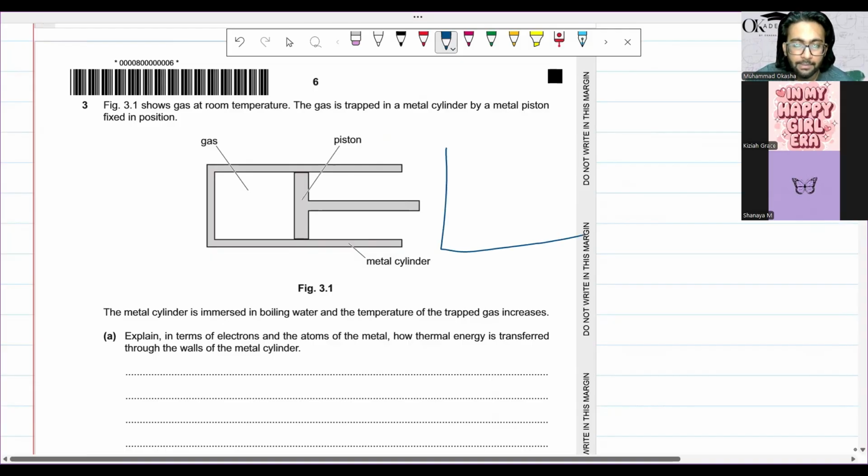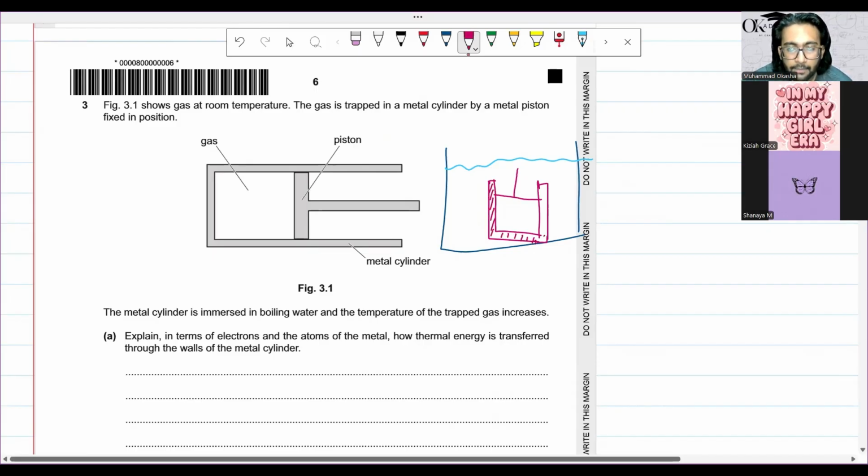This is a big container of boiling water. If you place the metal container along with its piston in it, the water heats up the metal surface. Now it's a metal, and we'll draw thick metal, something like this. Now this is metal.